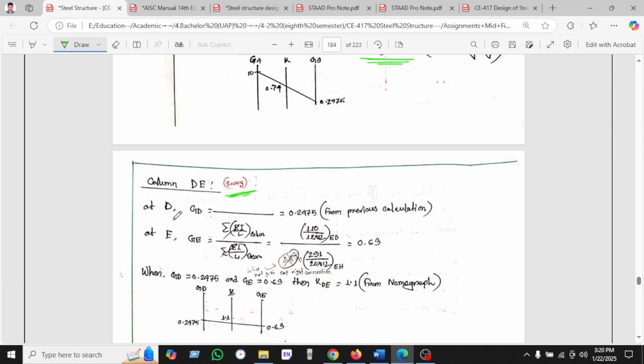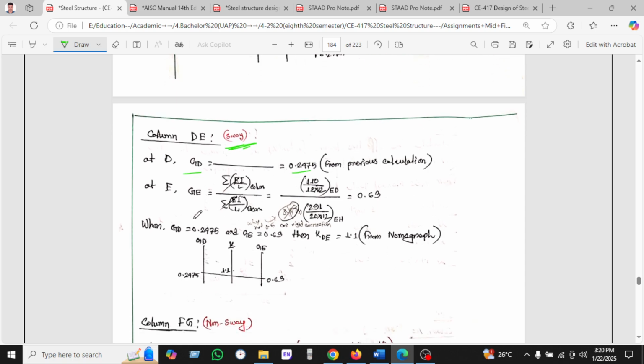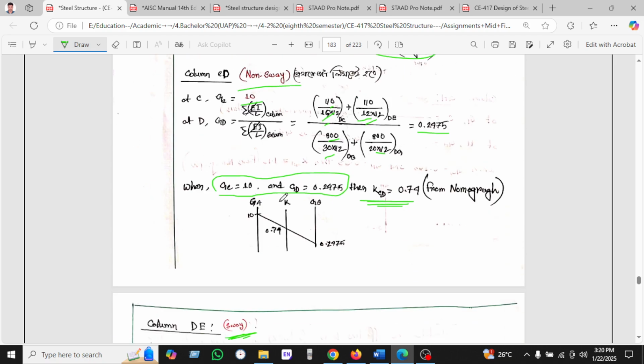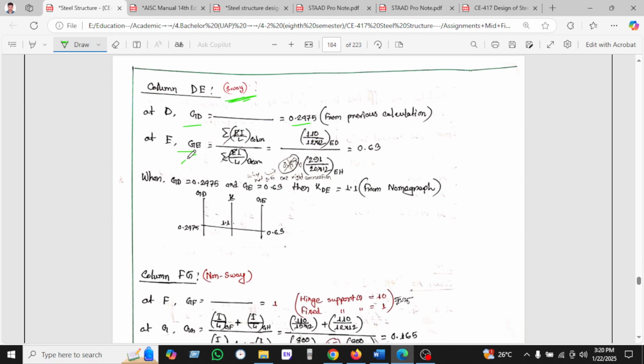And in this way we already calculated the GA value, 0.275, and now we are calculating at point E. At point E we found 0.63. From this ratio we will calculate the stiffness K. This is sway, so the value of K will be greater than 1, as we have seen here.